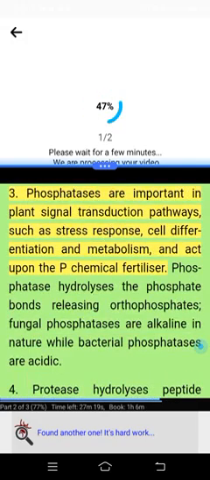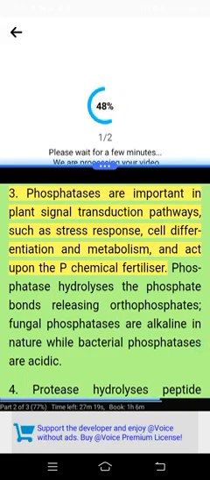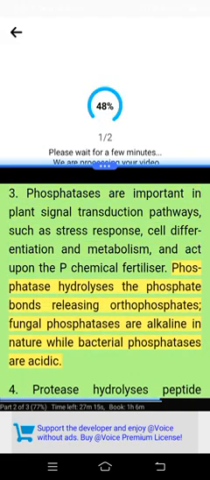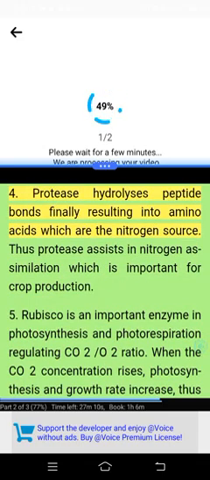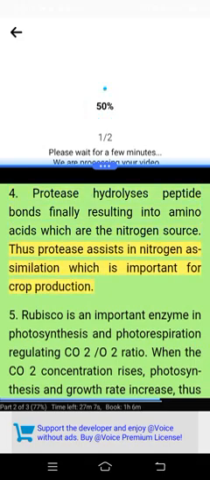3. Phosphatases are important in plant signal transduction pathways, such as stress response, cell differentiation and metabolism, and act upon the applied chemical fertilizer. Phosphatase hydrolyzes the phosphate bonds, releasing orthophosphates. Fungal phosphatases are alkaline in nature, while bacterial phosphatases are acidic. 4. Protease hydrolyzes peptide bonds, finally resulting in amino acids, which are the nitrogen source. Thus, protease assists in nitrogen assimilation, which is important for crop production.